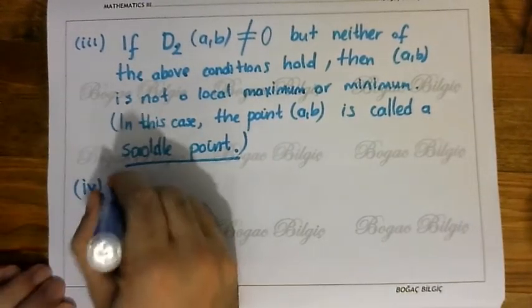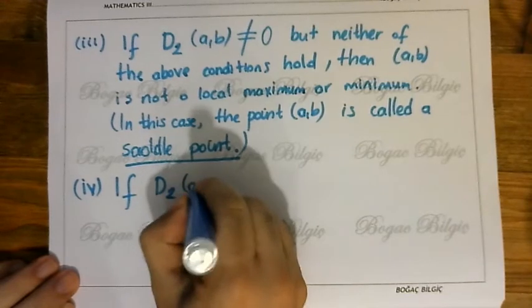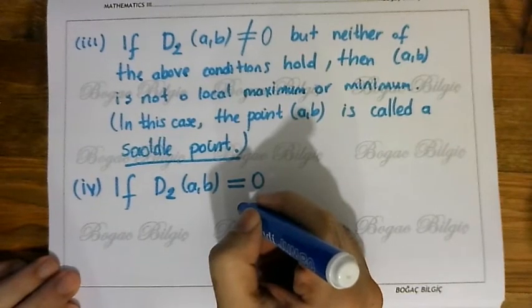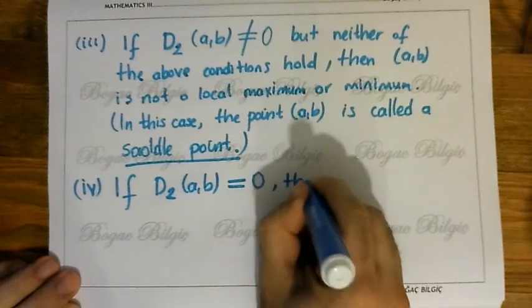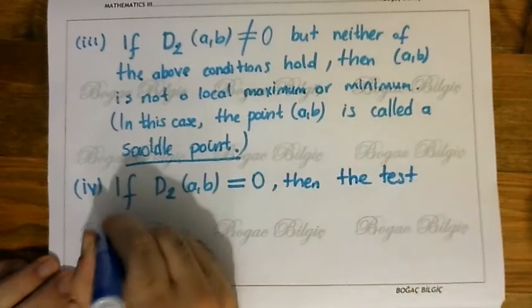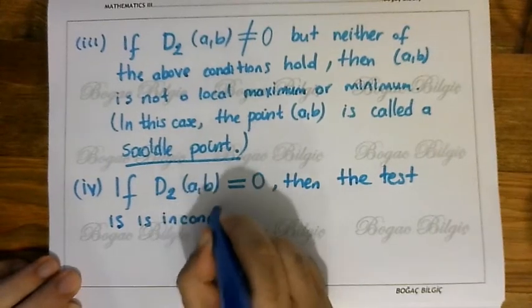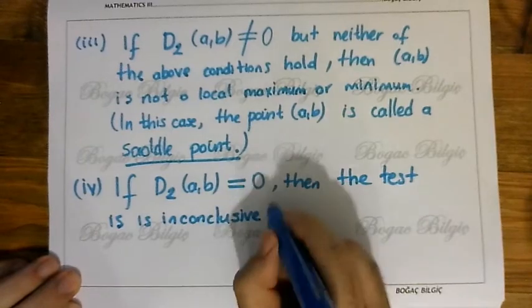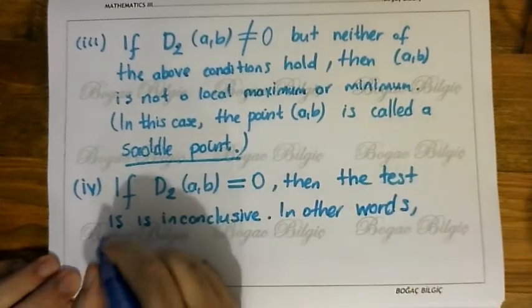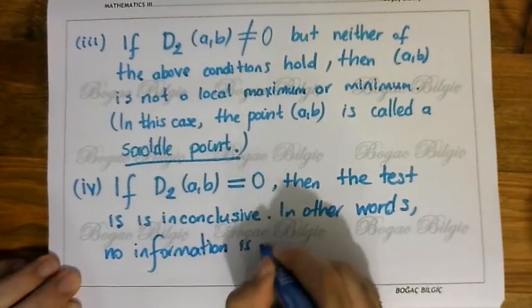Four. If D2 at the point (a,b) is equal to 0, then the test is inconclusive. In other words, no information is obtained.